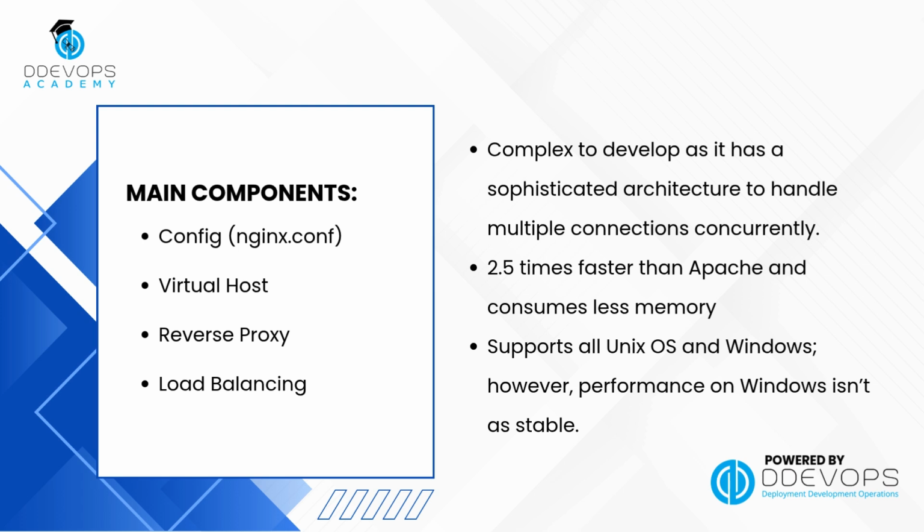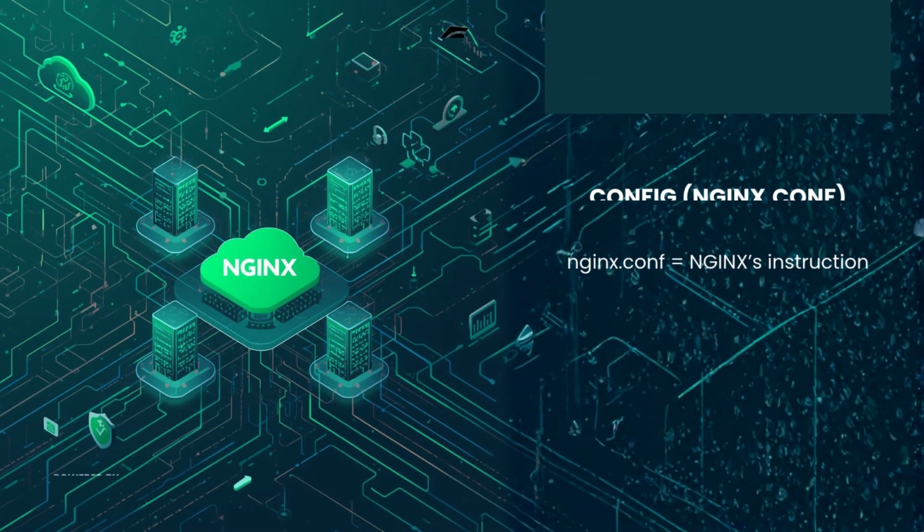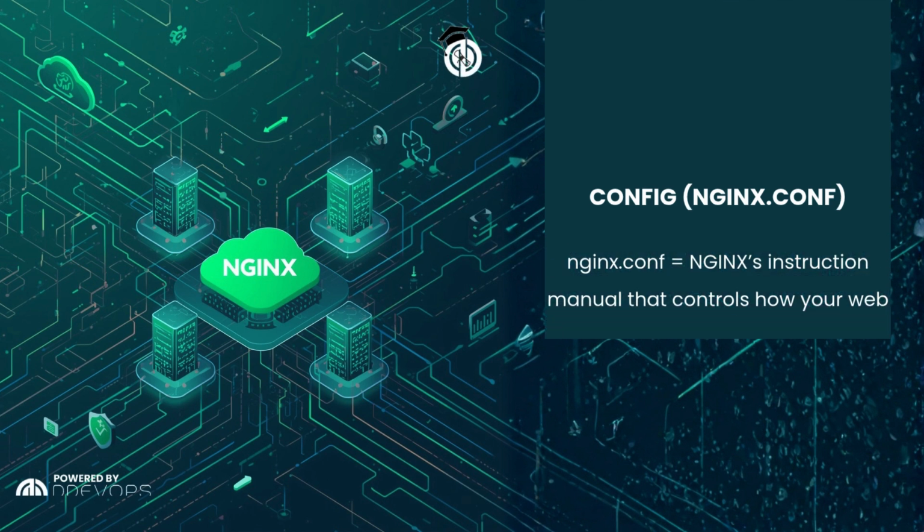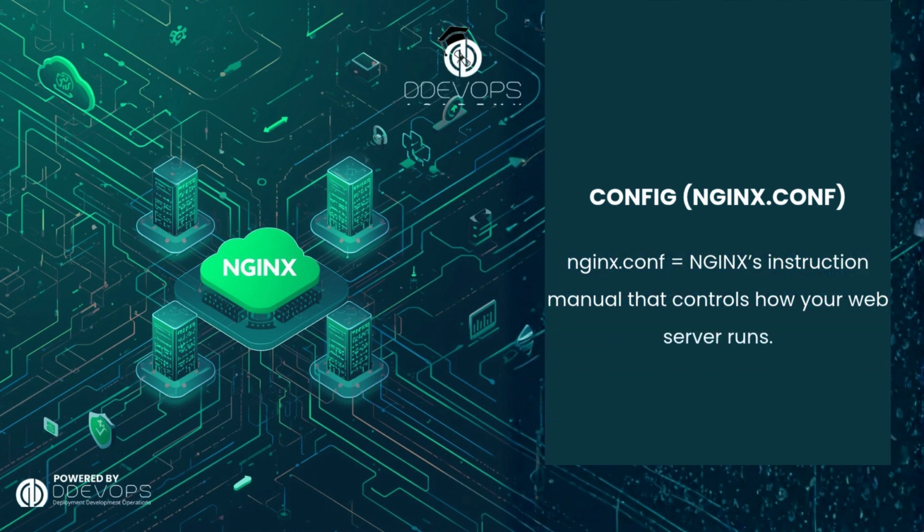2.5 times faster than Apache and consumes less memory. Supports all Unix OS and Windows, however, performance on Windows isn't as stable. Configuration, NGINX.CONF. NGINX.CONF is the instruction manual that controls how your web server runs.